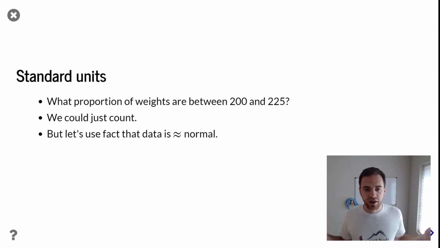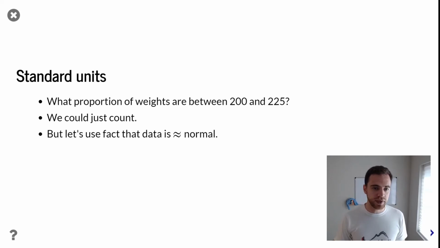But suppose I don't want to count. Suppose there are 1 billion people and I don't want to go through all of them. But I do know the mean weight and the standard deviation. I can use that to figure out the proportion because I know that that histogram is normal. That's a very key assumption here: I know that that histogram is approximately that normal bell shape.